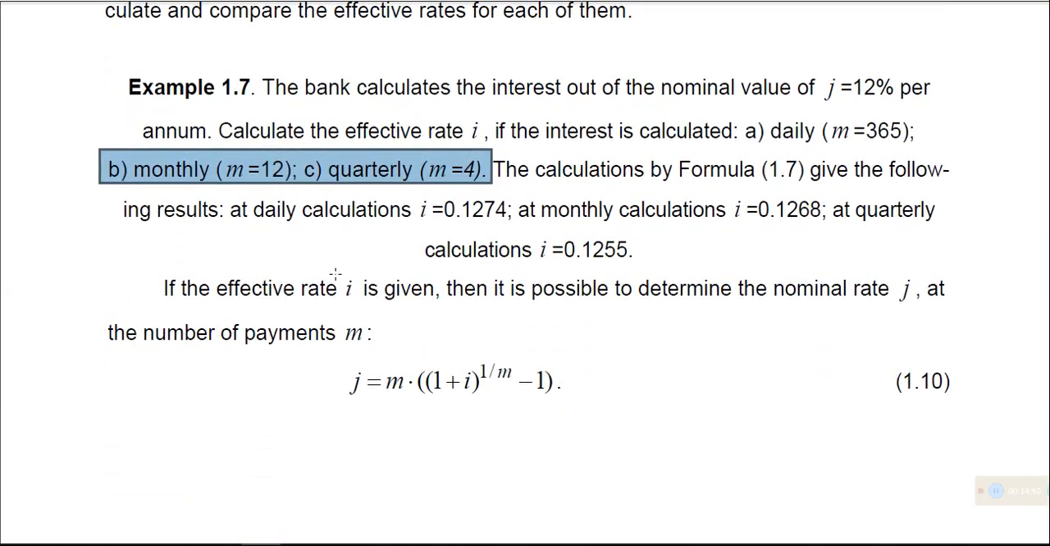So if the effective rate I is given, then it is possible to determine the nominal rate J at the number of payments M. So we have J is equal to M times quantity, open parenthesis 1 plus I raised to the power of 1 over M minus 1. So ano ibig sabihin nito? Pag ang nawawala ay si J, tapos ang given ay si I, ito yung gagamitin. Dito kasi sa example 1.7 natin, ang nawawala ay yung effective rate I. Ang meron ay yung nominal value J.